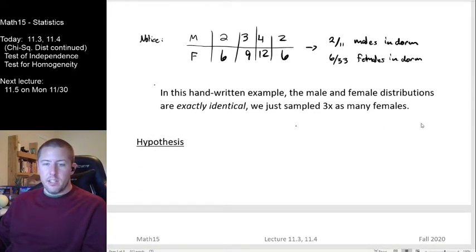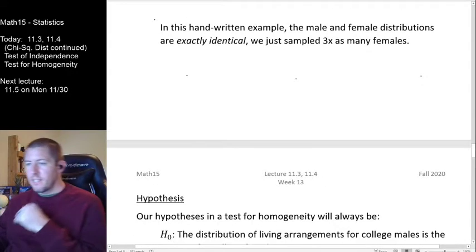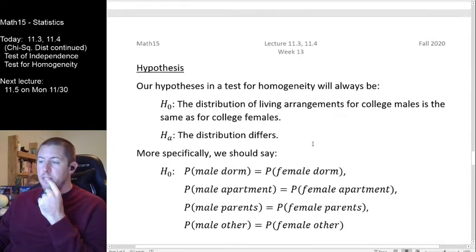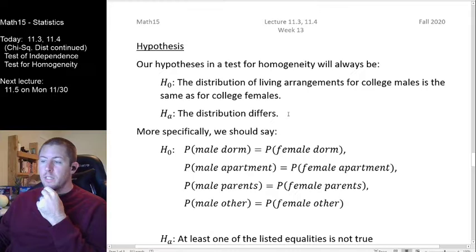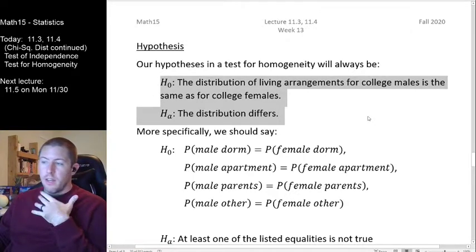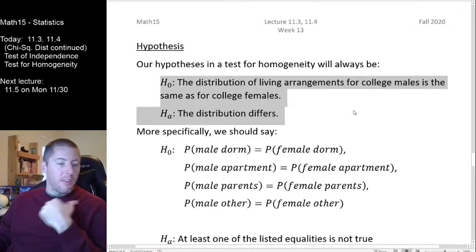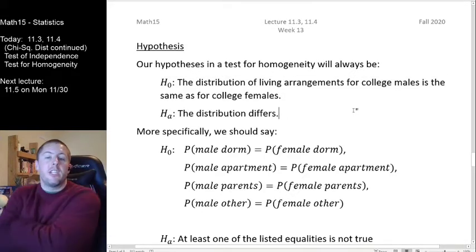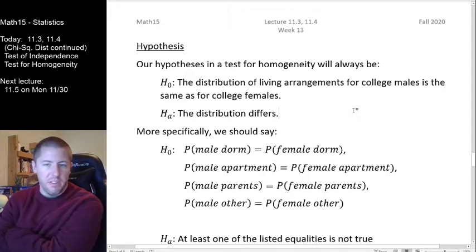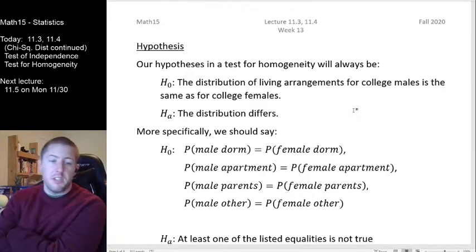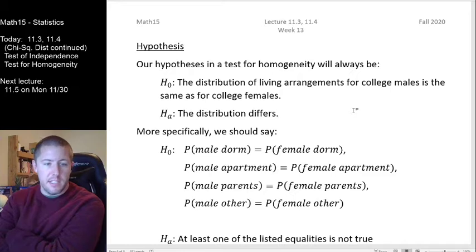So let's go ahead and actually set this up here. Okay, I'm just going to get dots everywhere on this. So our hypotheses, I guess that's coming down here now. Our hypotheses in a test for homogeneity are always going to be the distribution of the variable for the one group is the same as the distribution of the variable for the other group. In our case, the distribution of living arrangements for college males is the same as the distribution of living arrangements for college females, with the alternative just saying that's not true. There's some difference in distribution.